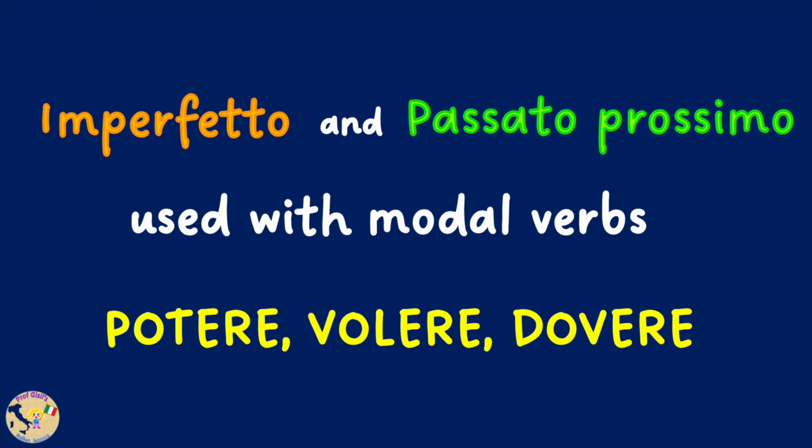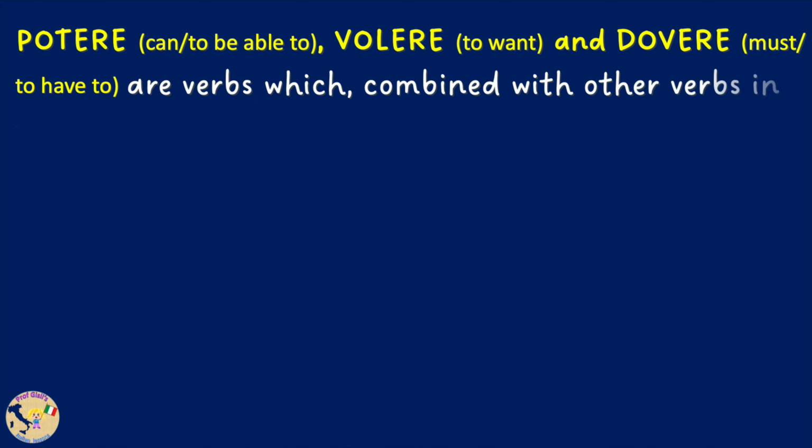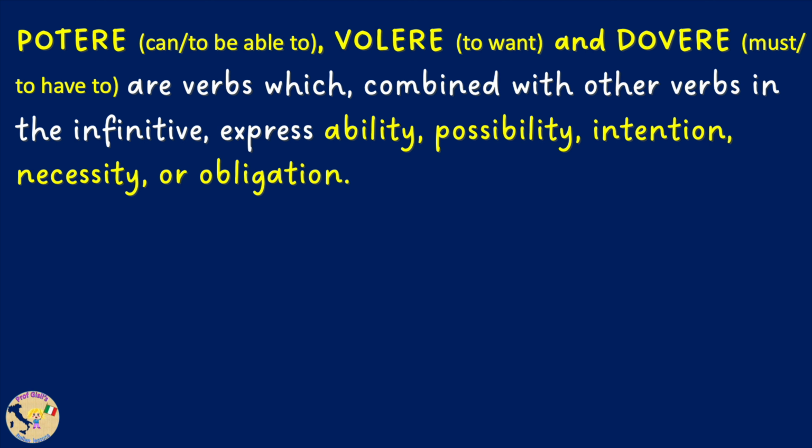Finally, when comparing imperfetto and passato prossimo, we must not forget how modal verbs potere, volere and dovere behave when conjugated in these past tenses. Italian modal verbs potere, can, to be able to, volere, to want, and dovere, must or to have to, are verbs which, combined with other verbs in the infinitive, express ability, possibility, intention, necessity, or obligation.